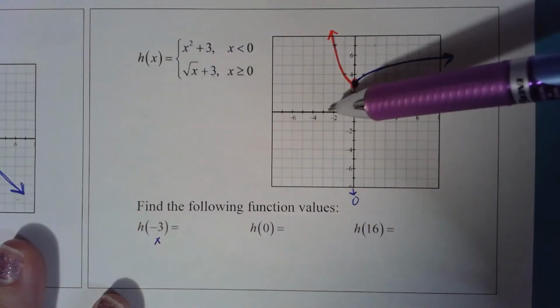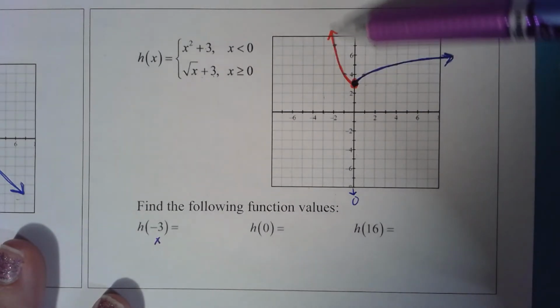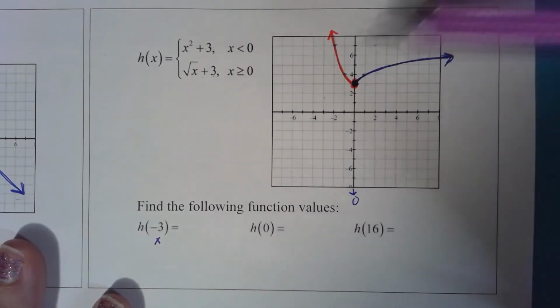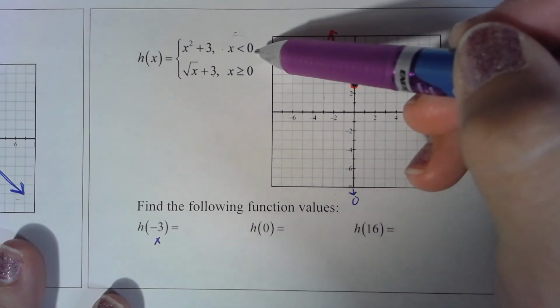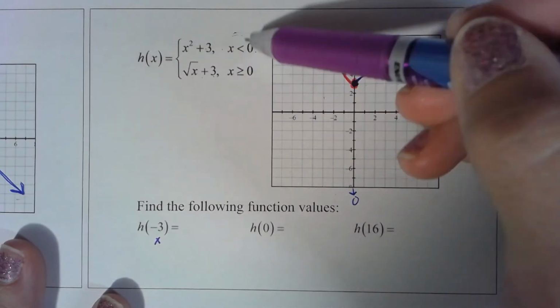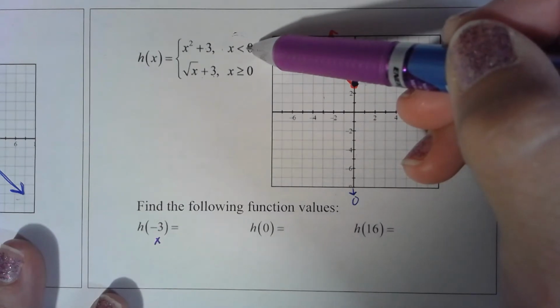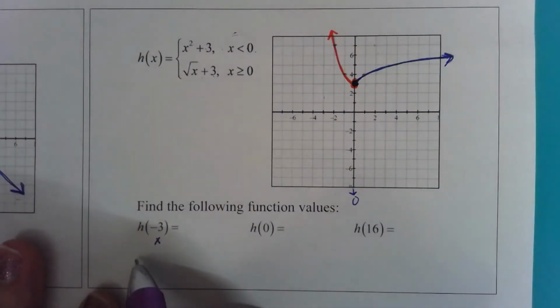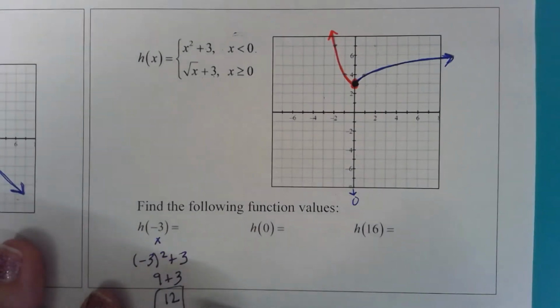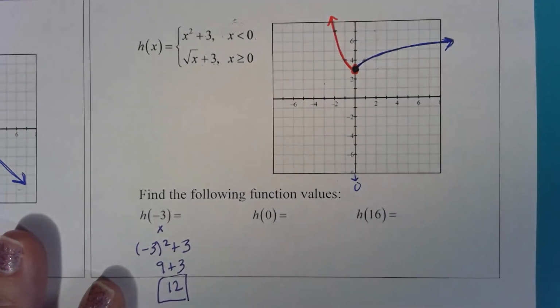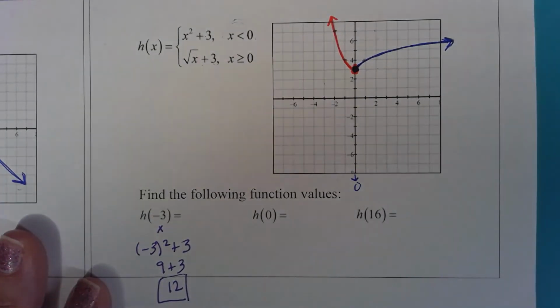At negative 3, we'd be on the red graph, wouldn't we? Why? Because negative 3 fits into this domain. This is the rule for these x values. So we're going to plug it into the x squared plus 3 to get a value of 12. Okay. Let's take a look at the second one.